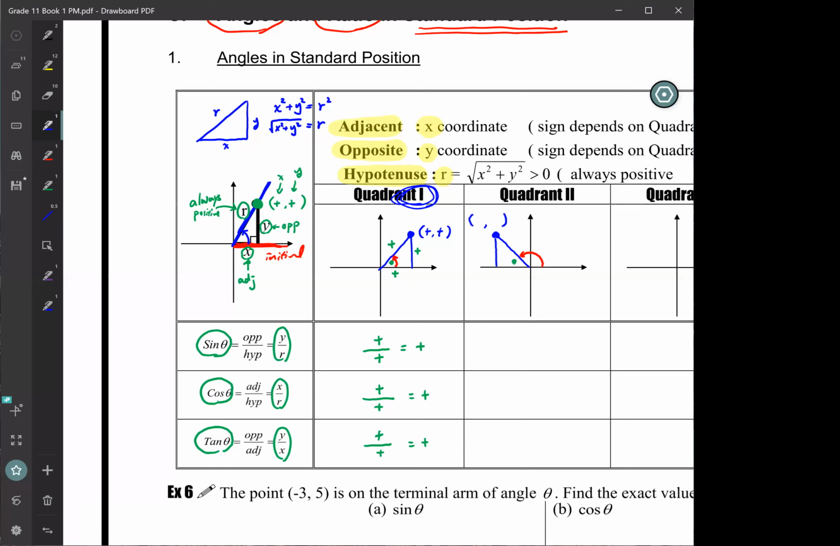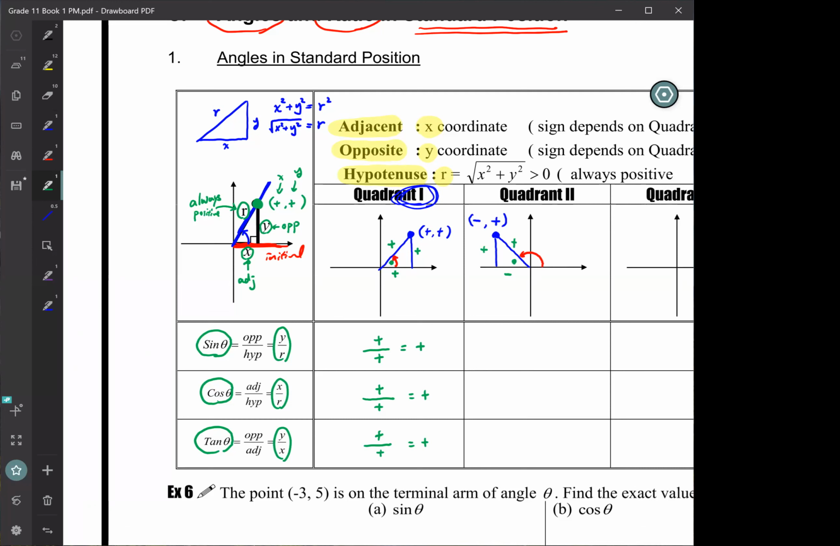X is negative and Y is positive. Yeah, very good, okay? Because it's on the left side, so x will be negative, y will be positive. So that means this time our adjacent will be negative, right? Remember, adjacent is the x, and then y is positive, so opposite will be positive. Hypotenuse, always positive. Okay, any questions so far? So those are the three sides when the angle goes to second quadrant, okay?